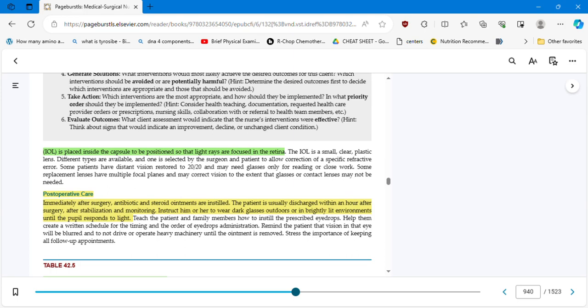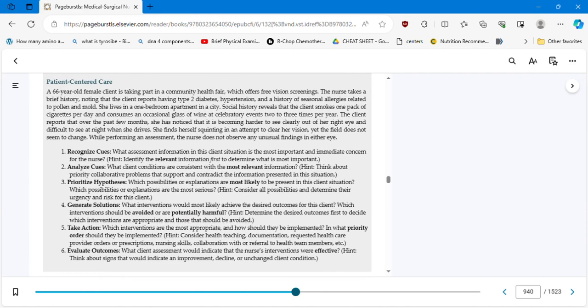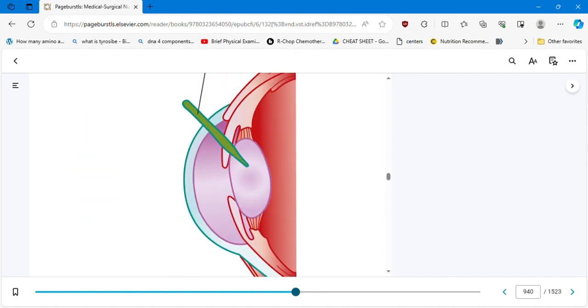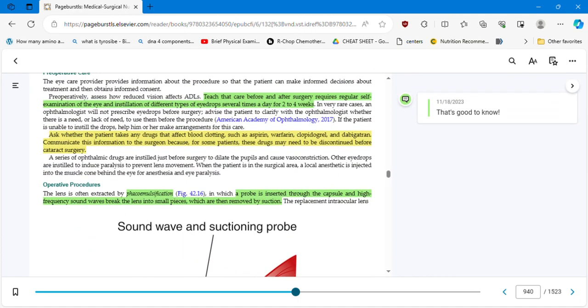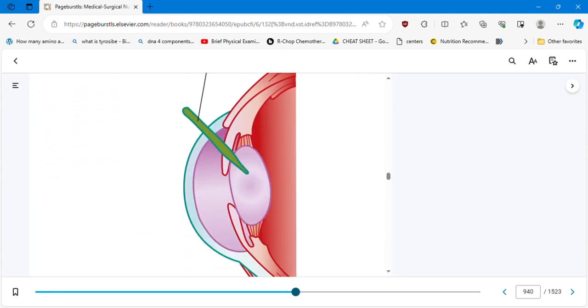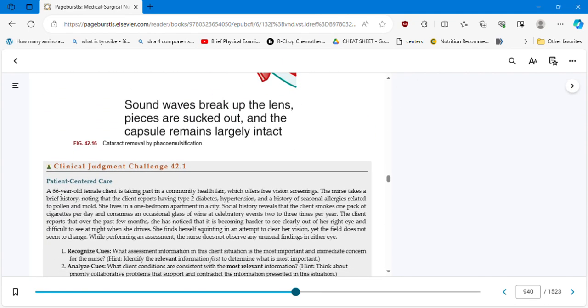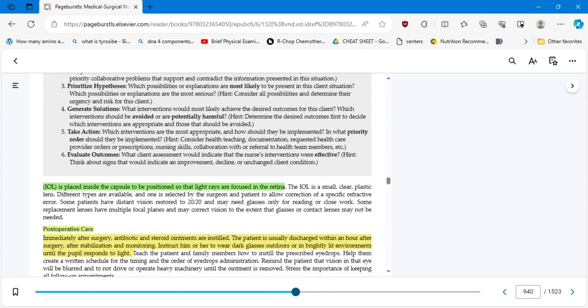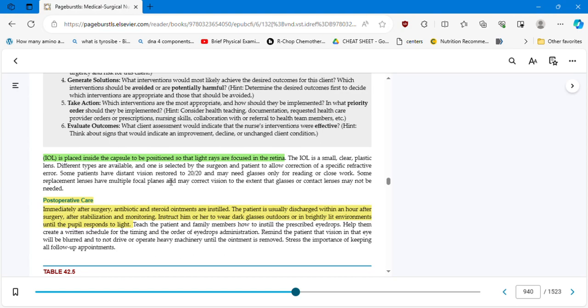So intraocular IOL. What is IOL? IOL stands for intraocular lens. Sorry, I forgot. IOL is different from IOP. Intraocular pressure is IOP. IOL is intraocular lens. Intraocular lens is placed inside the capsule to be positioned so that light rays are focused in the retina.